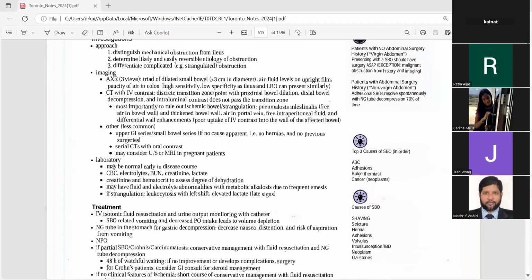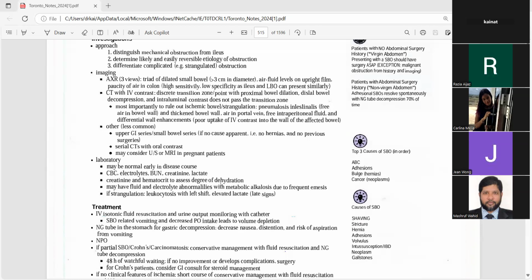Laboratory, what are the tests that you are going to do? Maybe normal early in the cases. So you have to do the CBC, electrolytes, BUN, creatinine. Very important is lactate. Why? You are going to rule out if there is a strangulated obstruction or any intestinal ischemia going on, because it can cause lactic acidosis.